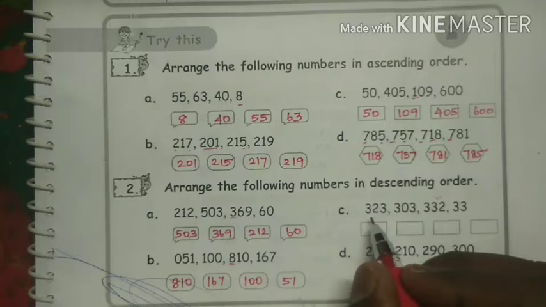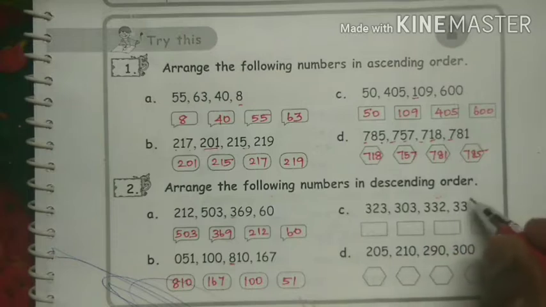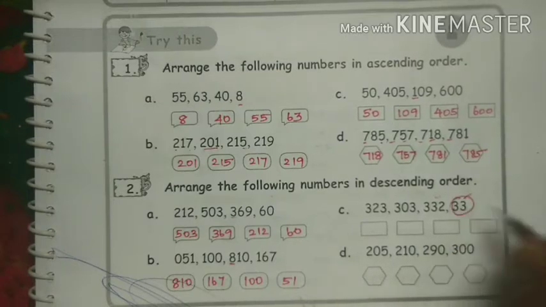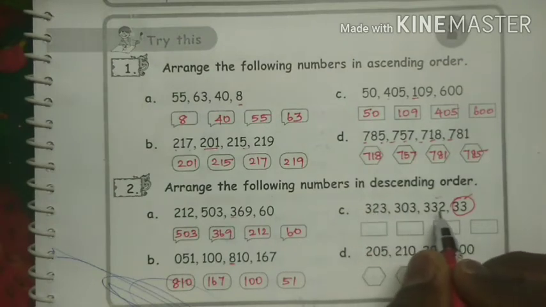This one, obviously, all are... three of them are 3-digit numbers, one is a 2-digit number. This one is the smallest number, so leave this one. Okay, now take this 323, 303 and 332.